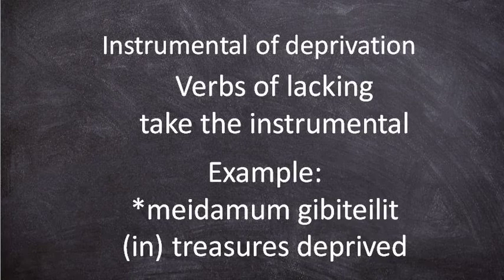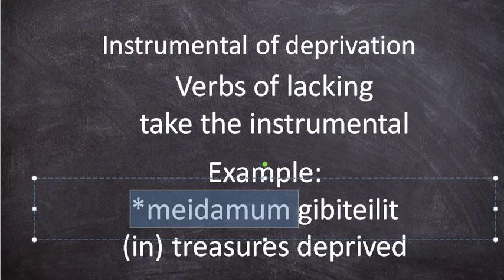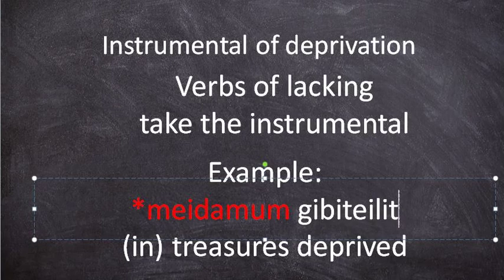Next, we have the use of the instrumental when it comes to deprivation, like lacking something. So verbs of lacking take the instrumental. Here we have "meidamum gibi telit." So we have here "deprived in treasures." Deprived of what, or in what way is so and so deprived? Well, deprived in treasures. Treasures here is in the plural dative, but acting instrumentally, all right? Put that in red.